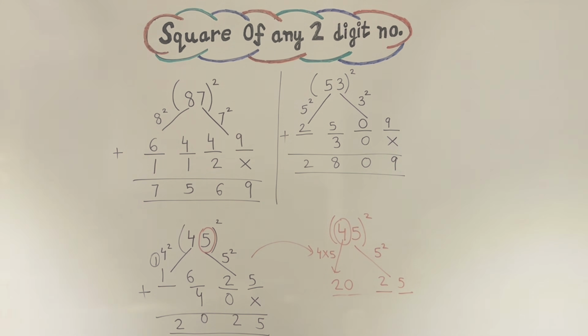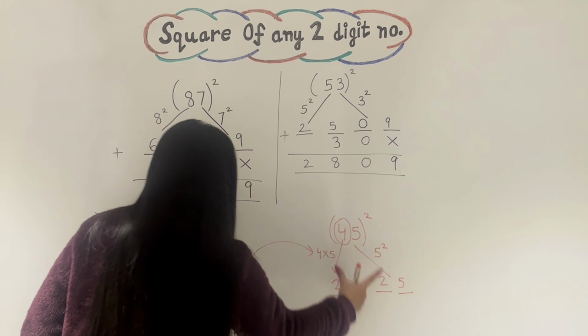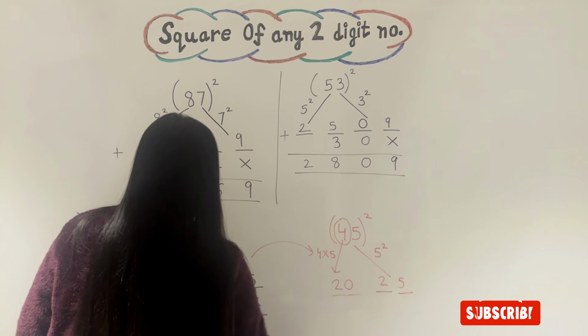So, wherever you have to find the square of any two-digit number that ends with 5, you can simply follow this trick as it will save your time.